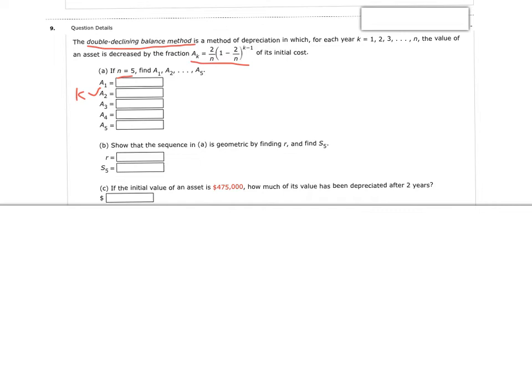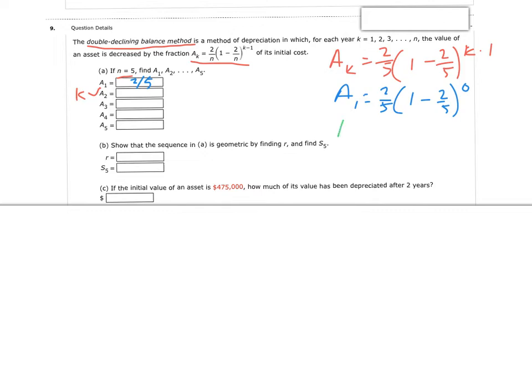So I'm going to rewrite this formula to say a sub k equals 2 over 5 times 1 minus 2 over 5 to the power of k minus 1. So when it comes to a sub 1, it's going to be 2 over 5 times 1 minus 2/5 to the power of 0, because it's the 1 minus 1 that I plugged in there for k. So that's going to make that whole parentheses turn into 1. So that answer is just going to be left with 2/5.